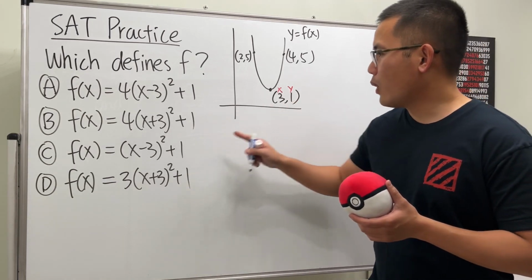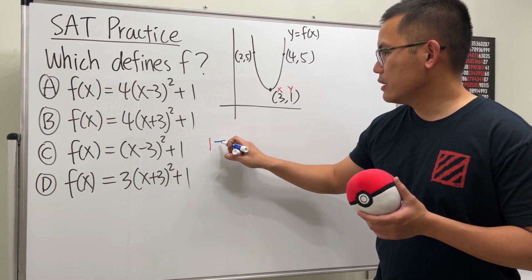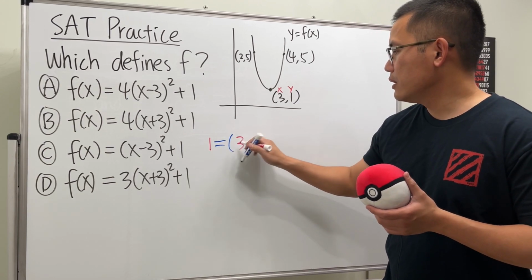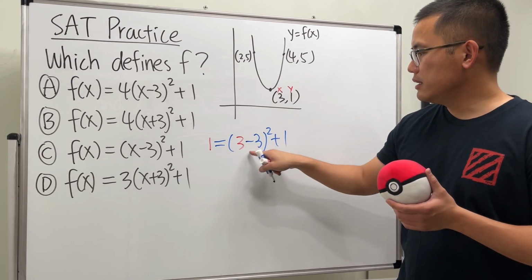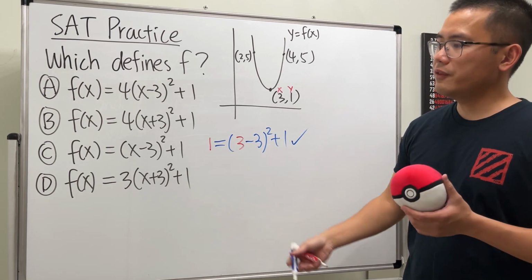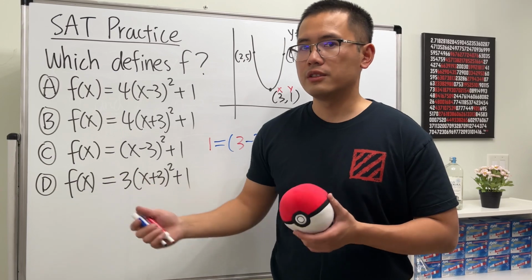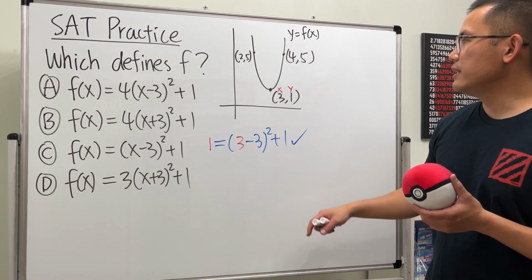So I'm going to put 1 for f, so we have 1. Does that give us 3 minus 3 squared plus 1? This is 0 squared, which is 0, plus 1 is equal to 1. Checks. Perfect. So C has a very good chance of being the answer. But we will also have to make sure we check another number though.